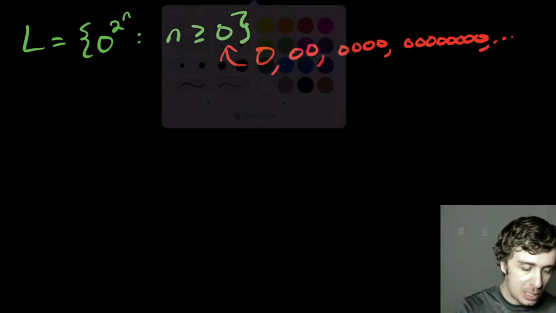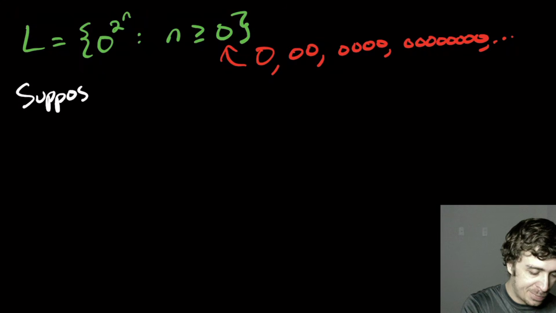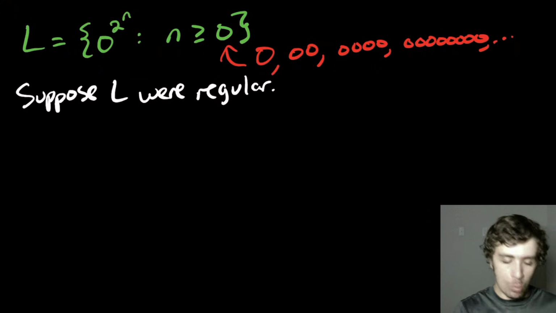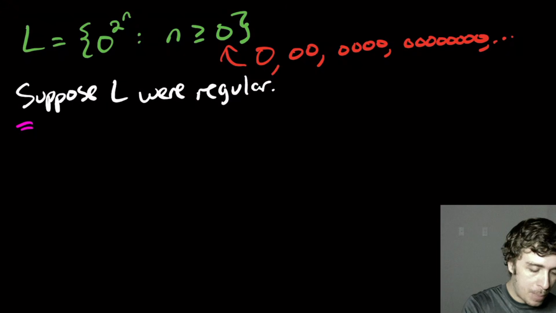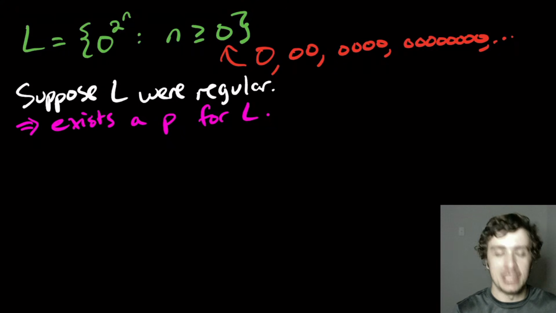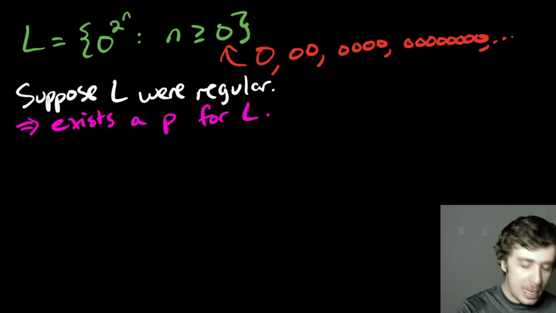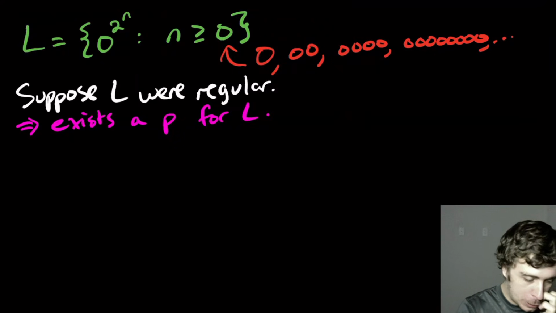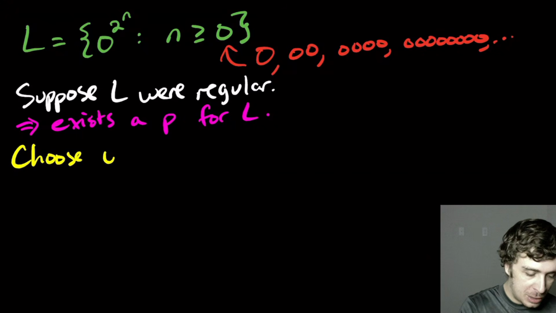So let's suppose that it were regular. So suppose L were regular. Then what does that mean? That means that there is some pumping constant P for L. So there exists a P for this language L, and I'm just abbreviating that to say exists a P. So then now what we need to do is pick a string that is in that language and of length at least P. So let's choose some string W.